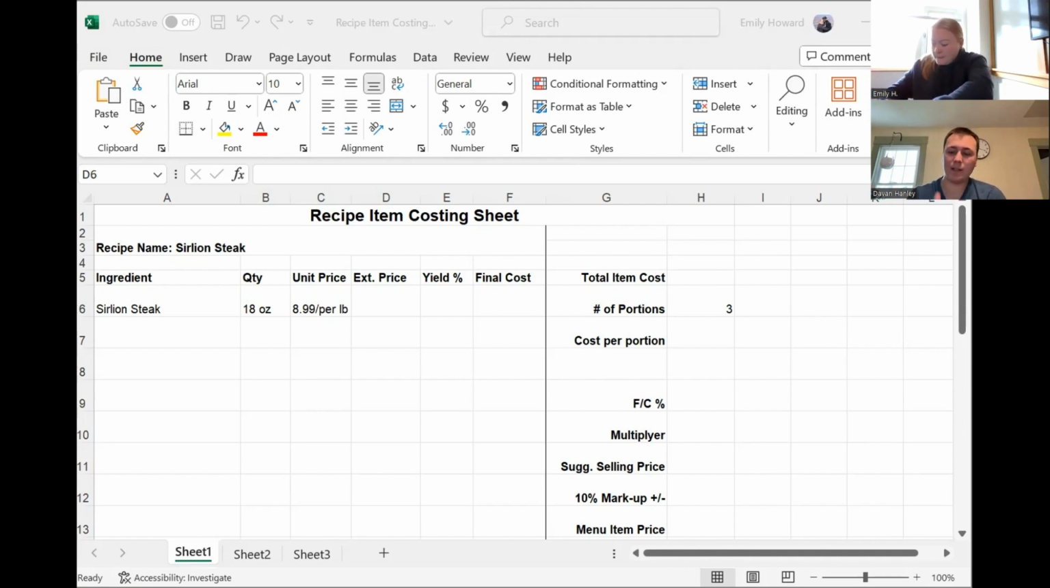Unit price is $8.99, yes, but your price per ounce is 0.562. Yep, I did that math too. I'm just trying to write it down so I don't forget. Okay. And then your extended price will be the 0.562 times 18 because we need 18 ounces. Oh, okay, so when I do $8.99 divided by 16, it gives me the 0.562, and then I times that by the ounces that I need, which is 18. Yep.